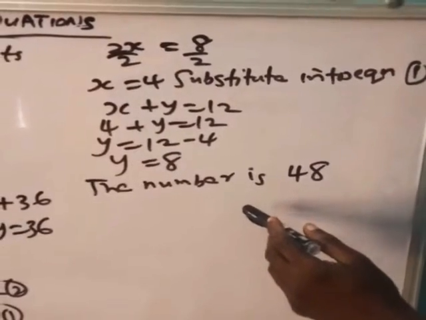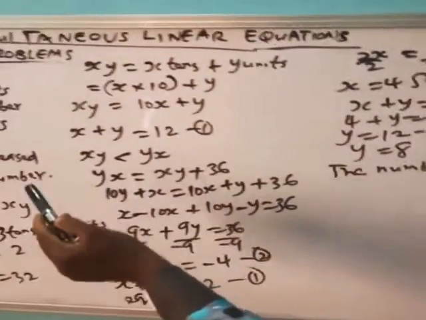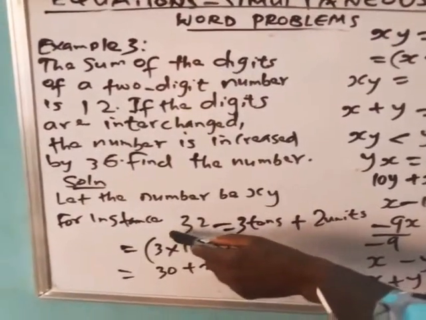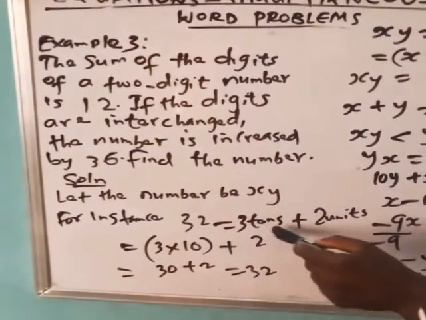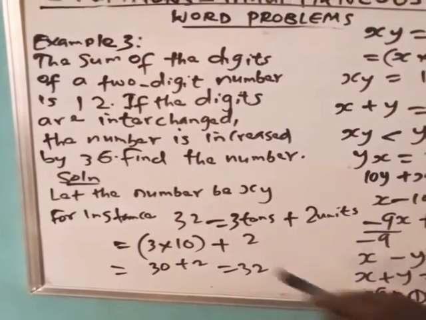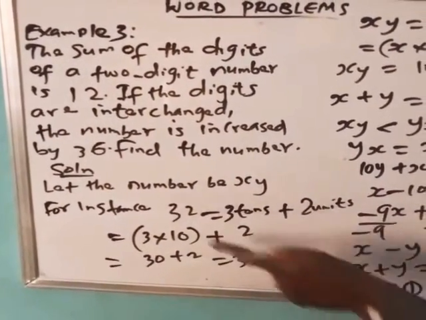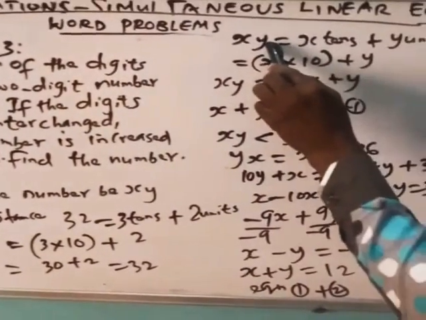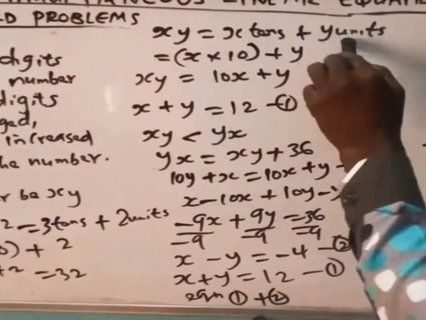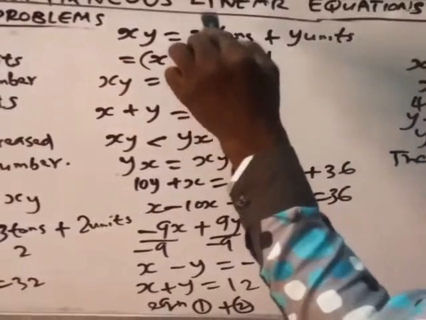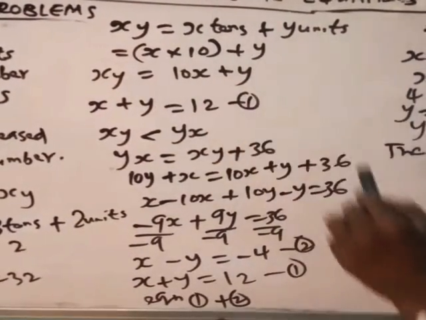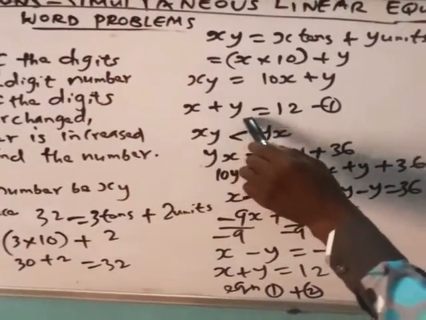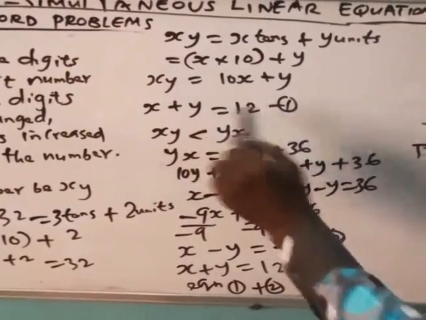For better understanding, let's go over it again. Take note, if 32 is a two-digit number, that means 2 units and 3 tens. So that will be 3 tens plus 2 units. 3 tens means 3 times 10. That's 30 plus 2. Can you see that it gives you 32? So if the number is xy, a two-digit number, that means y is units and x is tens. That will be x tens plus y units. So x tens means 10 times x. That's 10x plus y. So the question says the sum of the digits of a two-digit number is 12. That means x plus y is 12 because the digits are x and y. Equation 1.